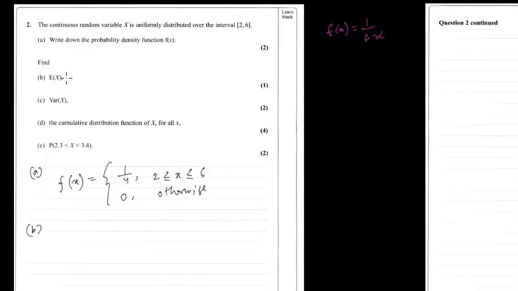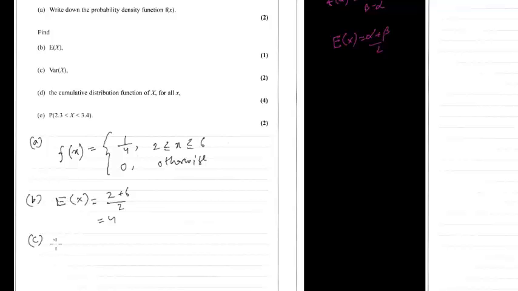Question B is the expected value. The formula for the expected value is alpha plus beta by 2. So the expected value would be 2 plus 6 by 2, 8 by 2 is 4. The variance would be beta minus alpha whole squared divided by 12. Six minus 2 whole squared divided by 12, that means 4 squared is 16, 16 by 12, that is 4 by 3.